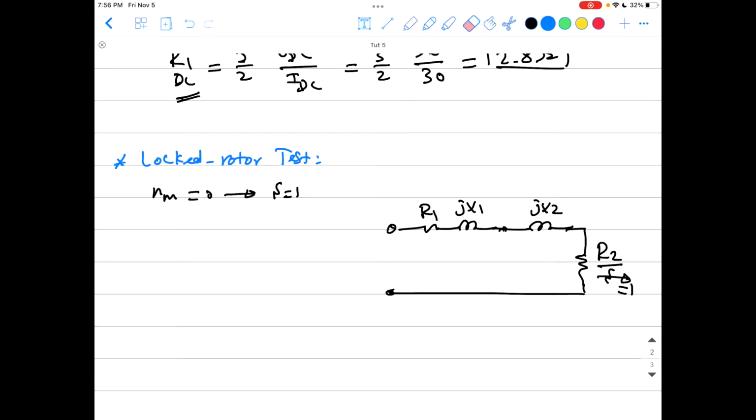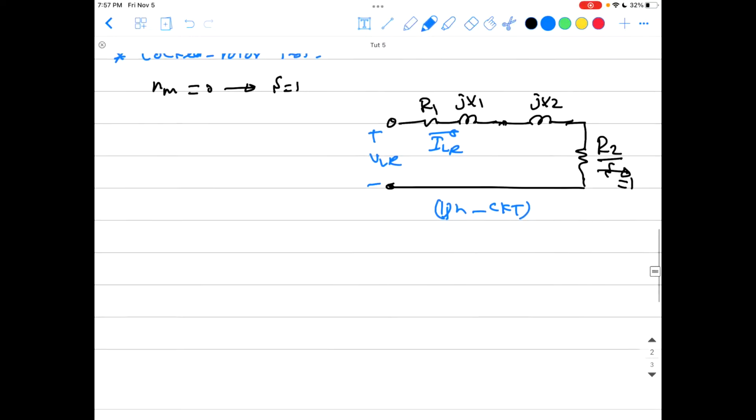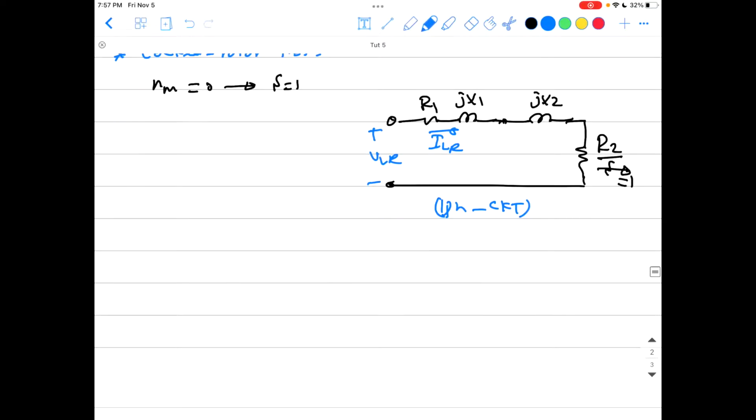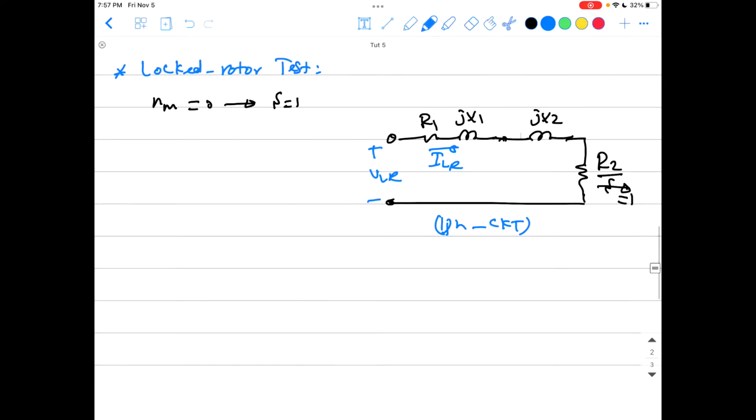Okay guys, so here is the voltage applied, which is V locked rotor, and the current going here is I locked rotor. All the time, don't forget, that's per phase circuit. Everything here is per phase, okay? And all the voltages and currents given to you are line to line by default unless something else is said. So before doing anything, make sure to do your conversions, okay?